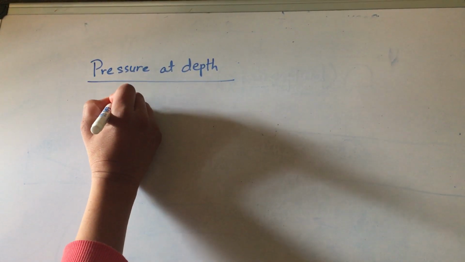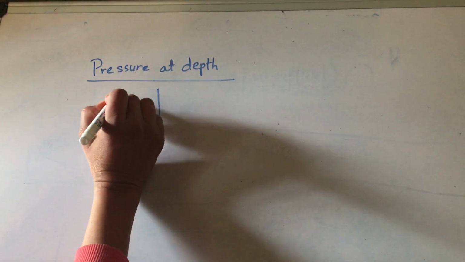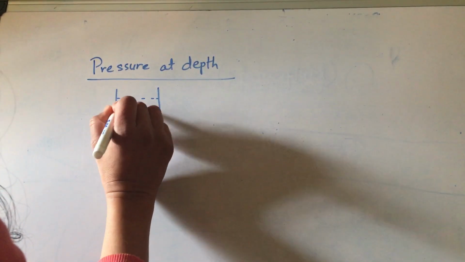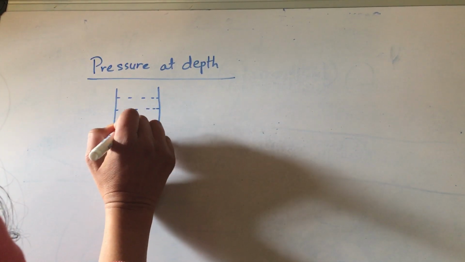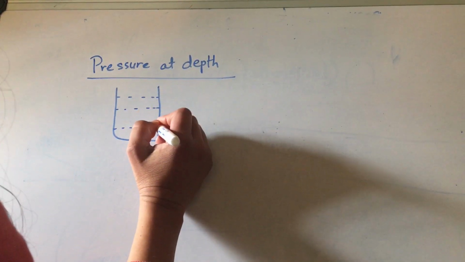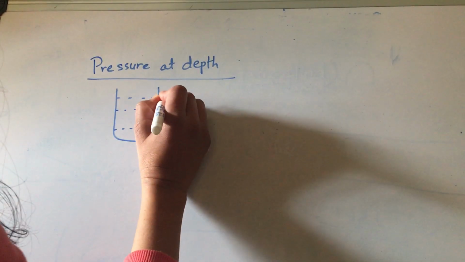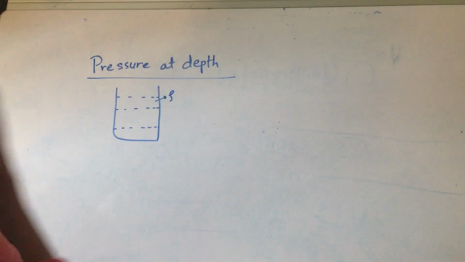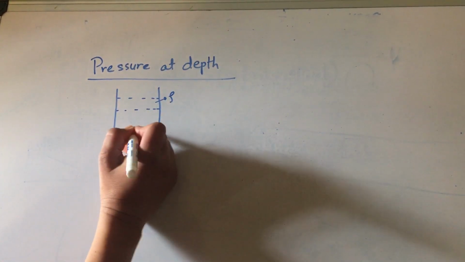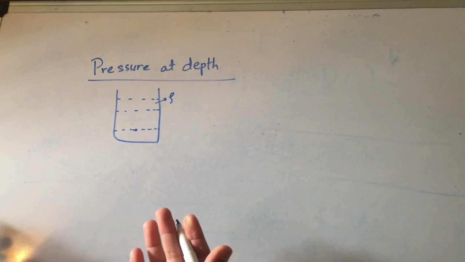So let's consider a container and let's fill this with water, up to this level here. This is a picture of water, really. This water has a density rho, so I'm going to write rho for density here. Now we want to find the pressure somewhere around here, let's say at this point. So what's the pressure there?